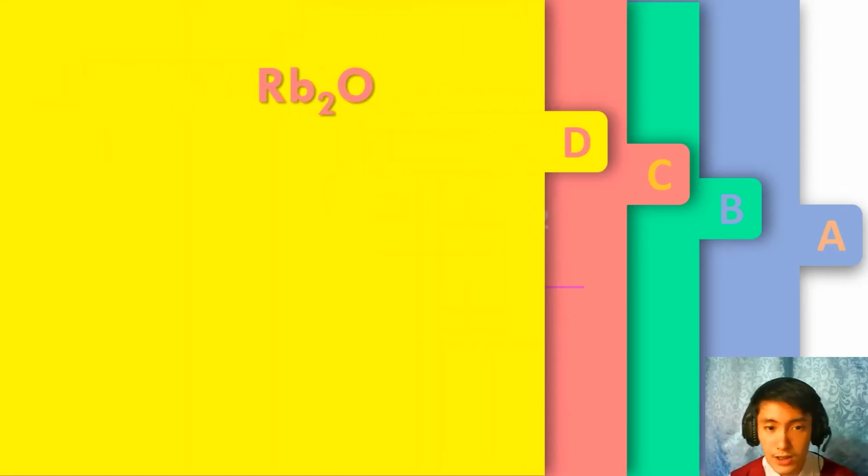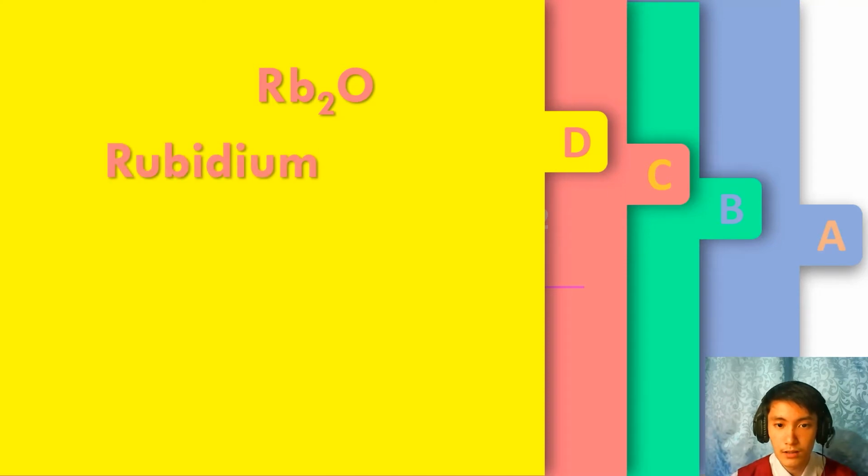Next is the vice versa. We take the name of rubidium and the oxygen. This is a type 1, so no need to indicate the charges. So in here, we will take the root of the second element, which is the non-metal oxygen, disregard the ending, and place -ide. So the final name for this is rubidium oxide.